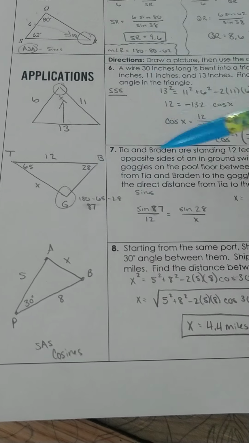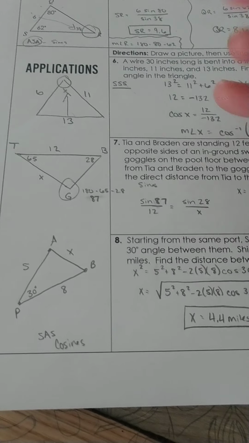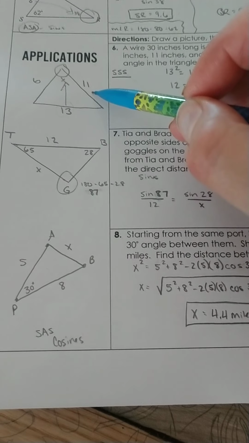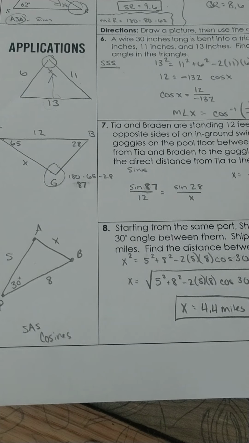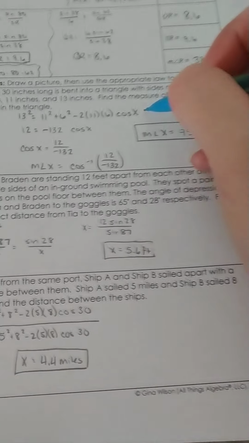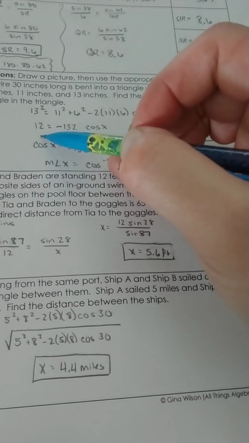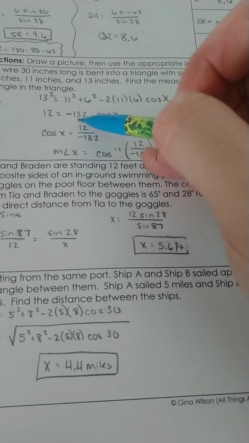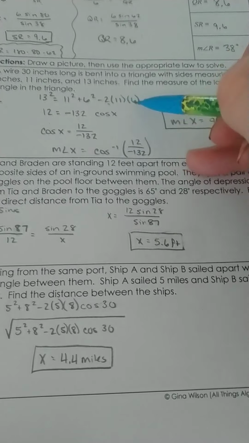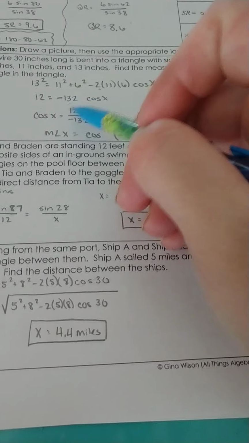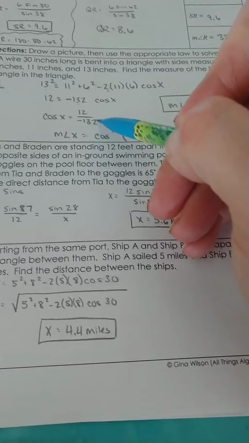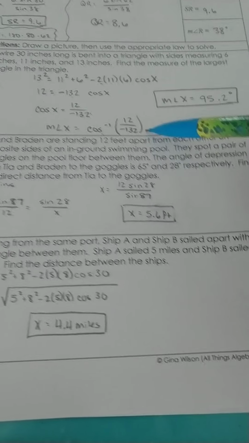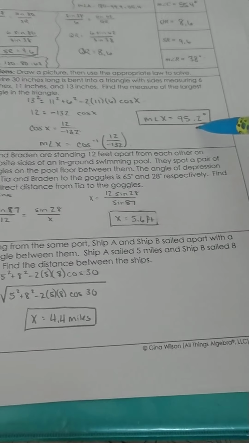So if I've got a side, side, side triangle, I'm going to use the law of cosines. So 13 squared equals, what are my other two? 6 squared plus 11 squared minus 2 times 11 times 6 cosine of x. See that pretty equation? Remember, the 12 comes from doing 13 squared minus 11 squared minus 6 squared. The negative 132 comes from doing negative 2 times 11 times 6. We need to move this to the other side, so we divide. We need to find the angle, so we have to use the inverse trig function. And then we plug that into the calculator, and we get a whopping 95.2 degrees.